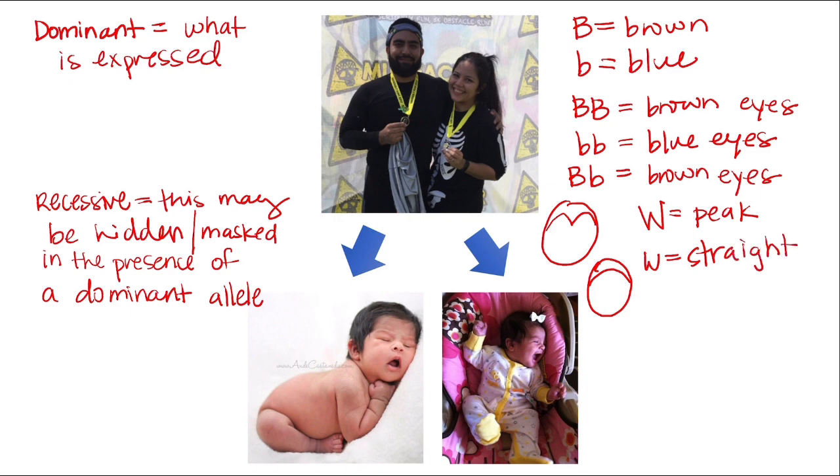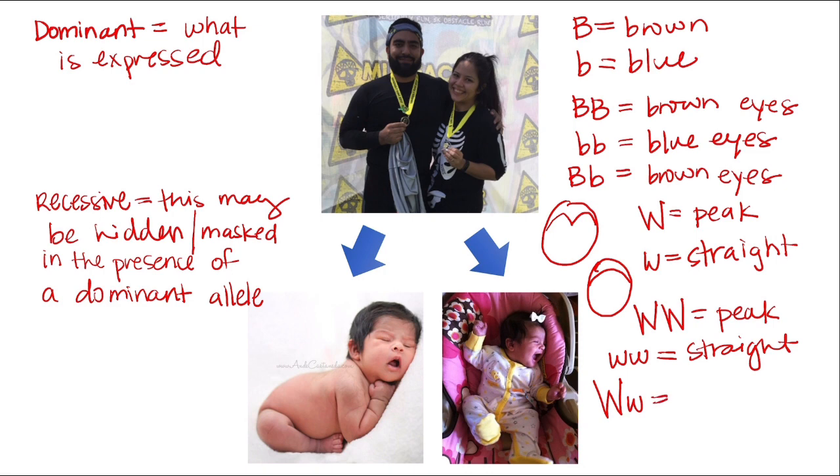Okay, so the different combinations you can have are two dominant versions. That person will end up with a widow's peak. You can have two recessive copies, and then that person will end up with a straight hairline. Or you could have one of each, and because the widow's peak is the dominant trait, it's the one that's going to get expressed while the other one's going to be hidden. This person will end up with a widow's peak. So hopefully that makes sense.